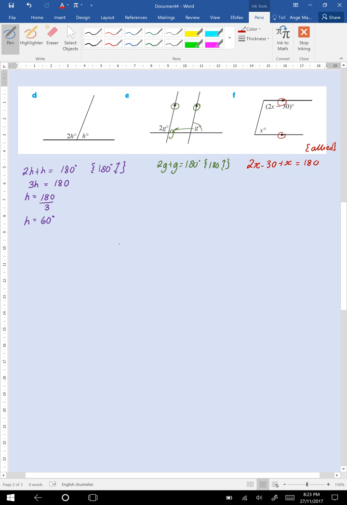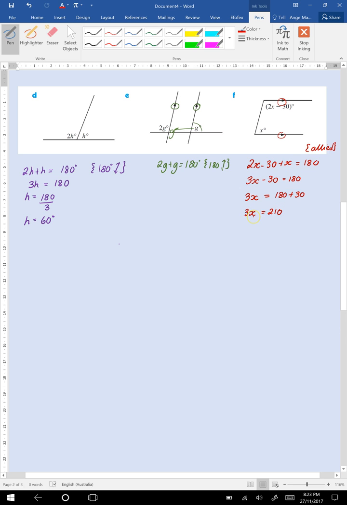Now we're going to tidy up. We've got 2x plus another x. That's going to give me 3x. Still got the take 30 there. We now want to get rid of this take 30. Opposite of take 30 is plus 30. So we add 30 to this side and minus 30 disappears. And what I do to one side, I have to do to the other. So we end up with 3x equals 210.